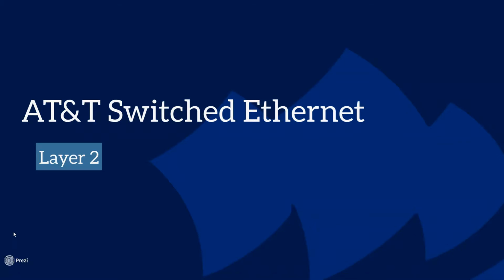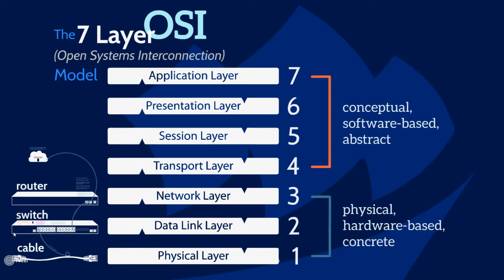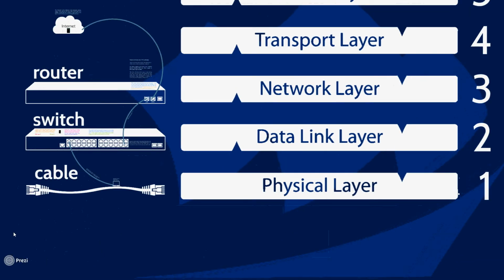So let's talk in a little more detail about AT&T switched Ethernet. Remember, this is a layer 2 service, and in the context of our 7-layer OSI model, that's the Open Systems Interconnection model, layer 2 falls right in the middle of the most important 3 layers for us, the bottom 3. In fact, we're not even going to concern ourselves with the top 4, and fortunately the bottom 3 are pretty easy to understand.